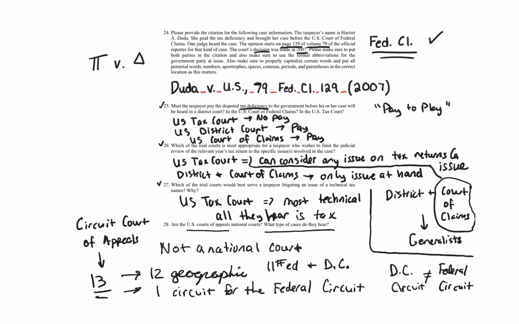So the idea is that they're generalists. They hear not just tax, they hear all different types of issues. I will tell you that while there are tax cases in each circuit, they're not the most common. There are many other issues. So again, it's like the district courts. Tax is not the most common thing that the Circuit Courts of Appeals hear.